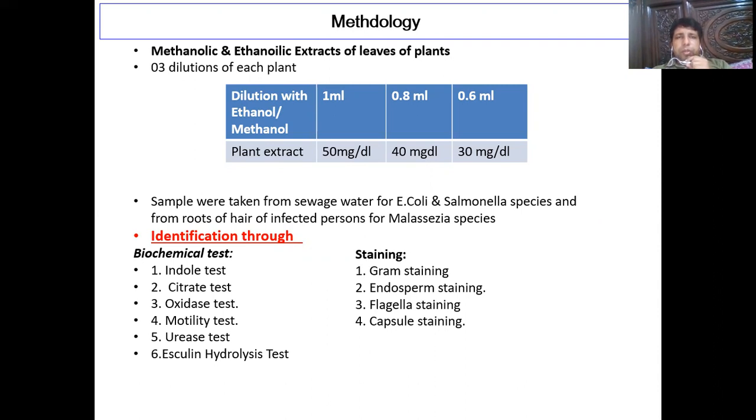The leaves of each plant were extracted with ethanol and methanol. We took 50 milligram, 40 milligram, and 30 milligram dilutions with 1 ml, 0.8 ml, and 0.6 ml solutions. Different identification tests, biochemical tests and staining, were used for identification of Malassezia, E. coli and Salmonella species.